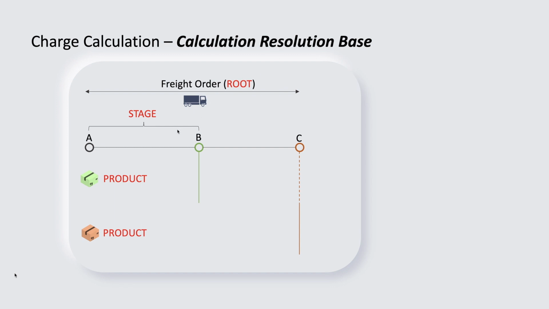Charge could also apply at a stage level, so a stage being that portion of a trip that is between a source and a destination location, and the last kind of charge that we could have could be one that applies at a product level. And these elements of route, stage, and product are known as calculation resolution base, i.e. the basis for resolving a charge calculation.